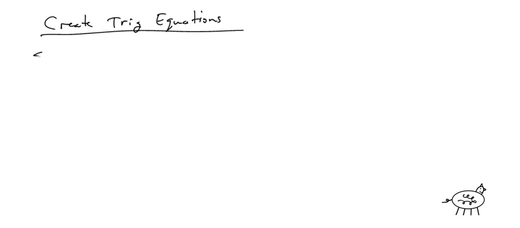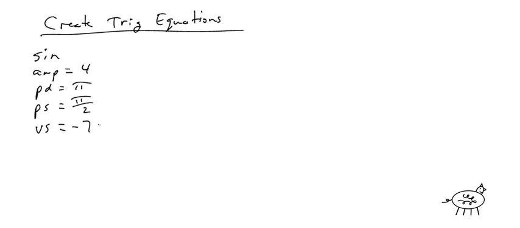I'm going to tell you it's a sine graph. I'm going to tell you the amplitude equals 4, the period is equal to pi, the phase shift is equal to pi over 2, and the vertical shift is equal to -7. Well, this is actually pretty easy to start out.